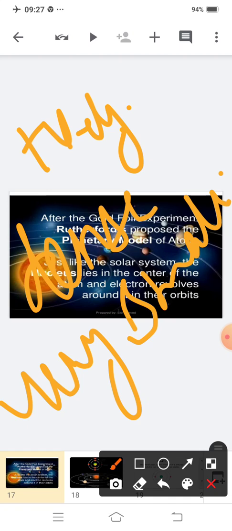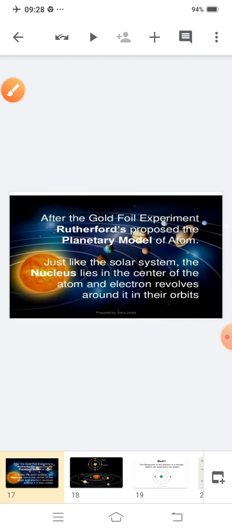Now, there are some drawbacks also. There are two drawbacks. Number 1, it does not explain the stability of the atom. Second, according to the electromagnetic theory of physics, if a charged particle undergoes accelerated motion, then it must radiate some energy continuously. So these are the drawbacks of the Rutherford model.